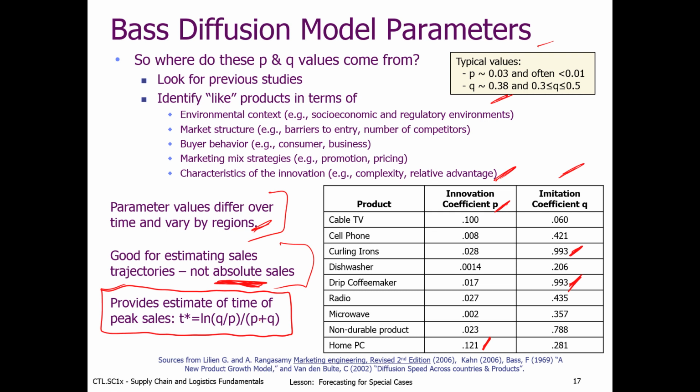So this is one way to use the Bass model: given a P and a Q, estimate what your sales are going to be. But next we're going to use it to forecast demand, where you estimate the P and the Q and the total market size M based on your early observations.